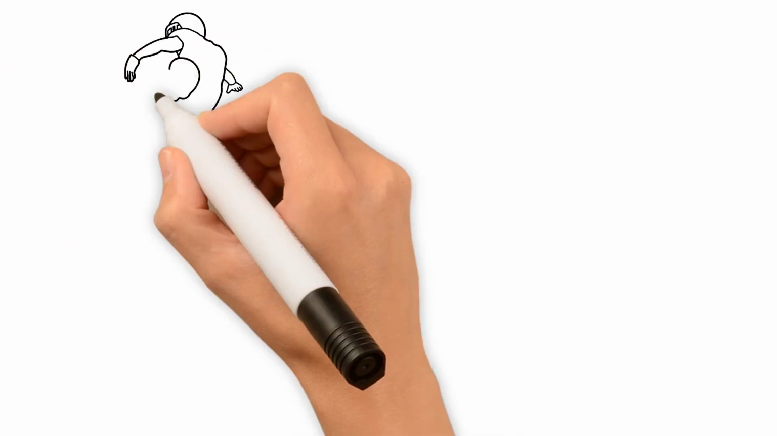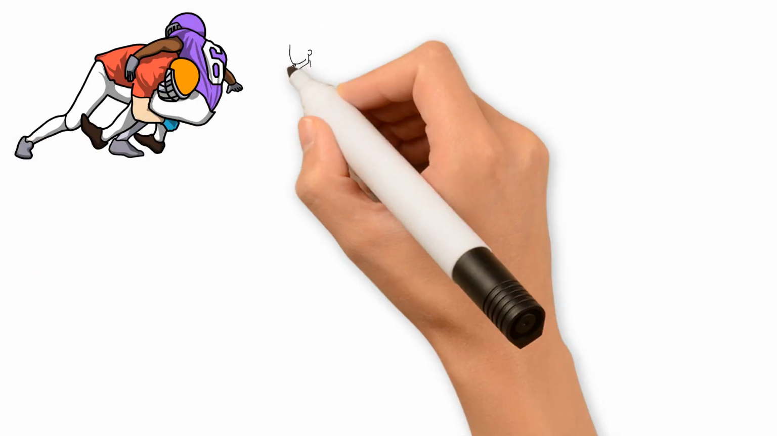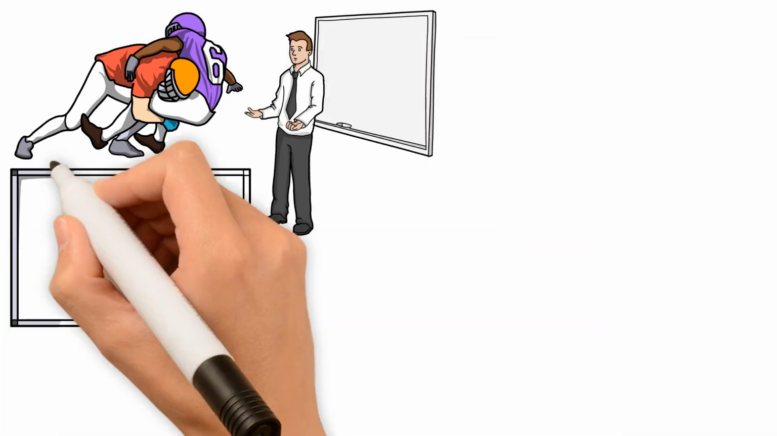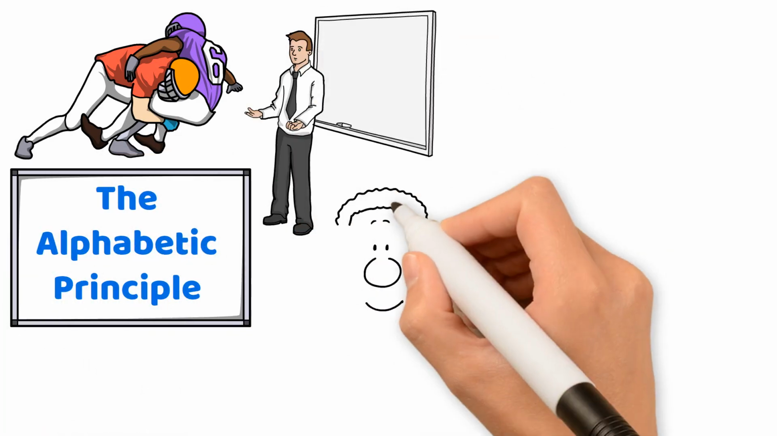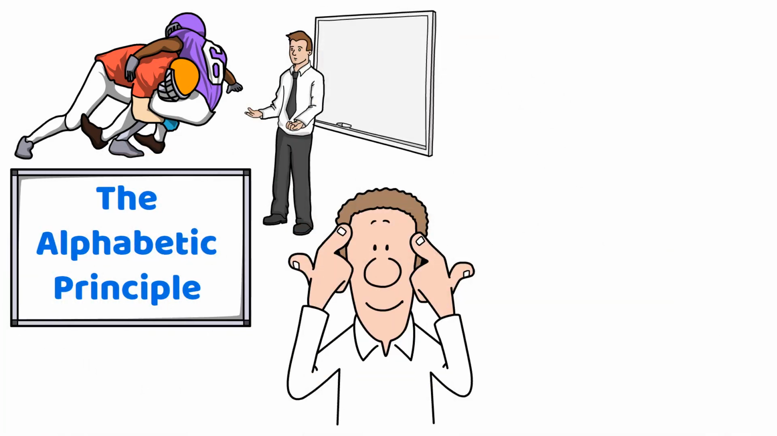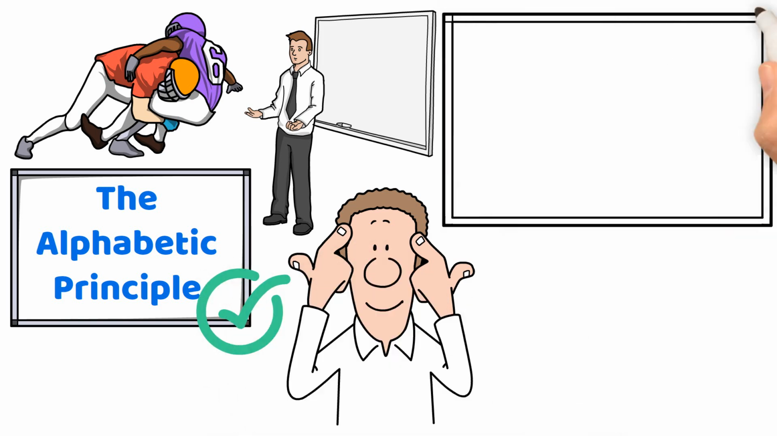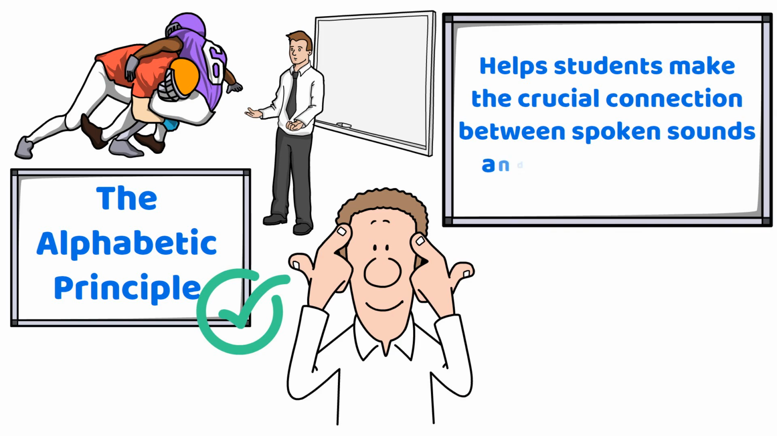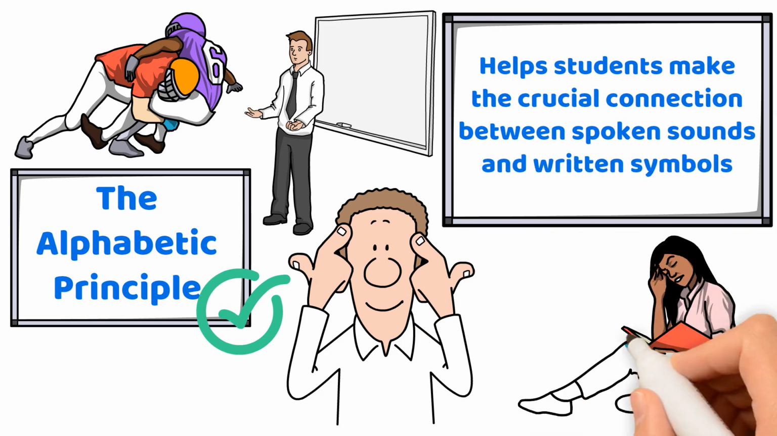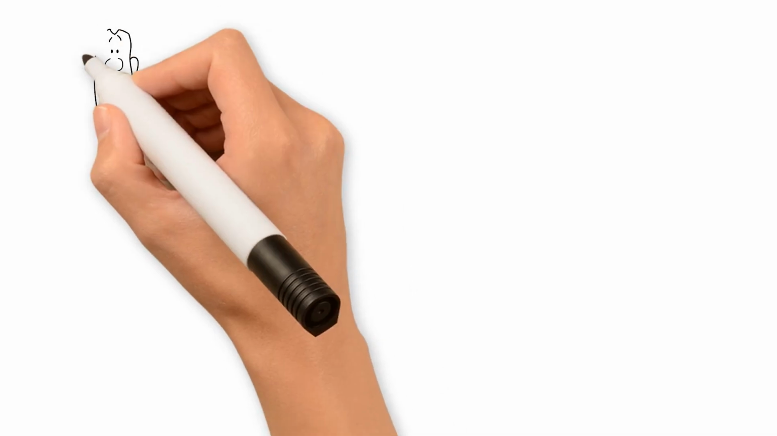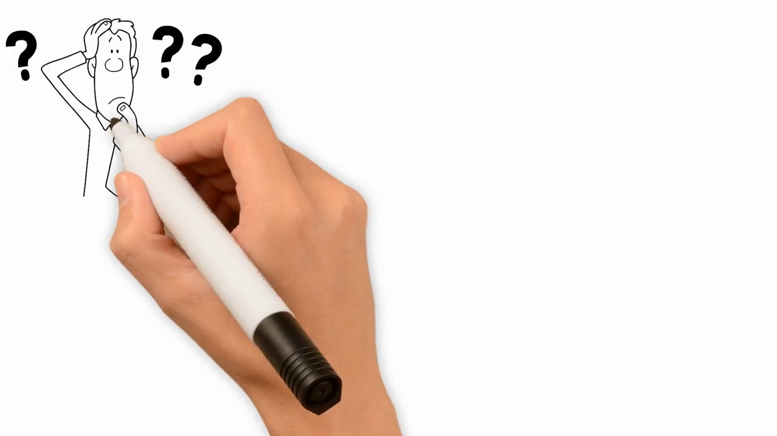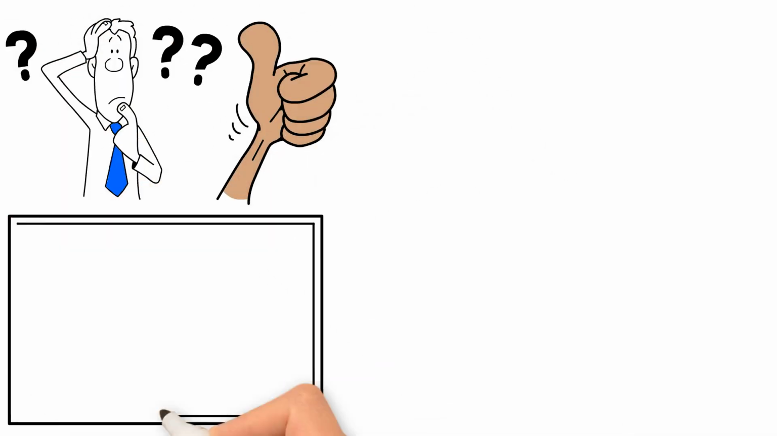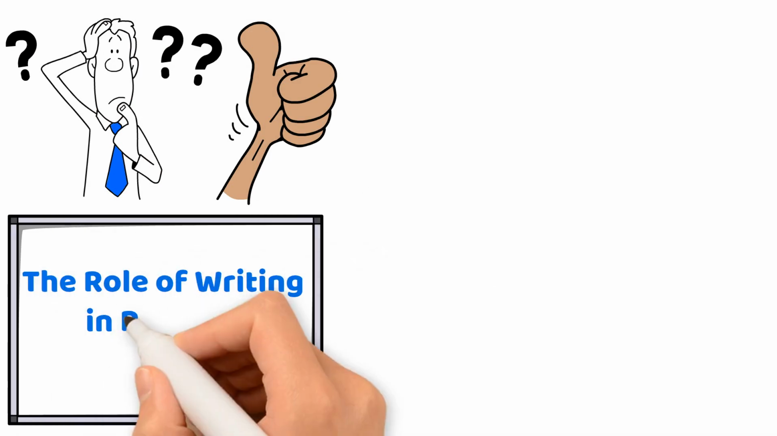Moving to our next topic, another heavy hitter on your teacher certification exam, and one you'll want to know well, is the alphabetic principle. This is the understanding that each letter represents a sound, and it's a foundational concept for phonics. This principle helps students make the crucial connection between spoken sounds and written symbols, preparing them for more advanced reading skills. You might be asking how this is all connected, and that would be a great question, because your exam will check your knowledge about the role of writing in reading development.